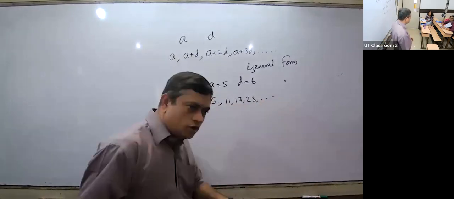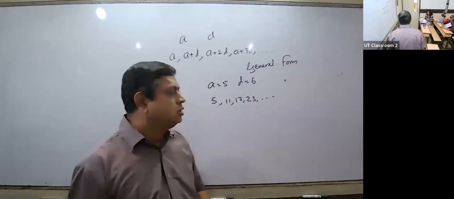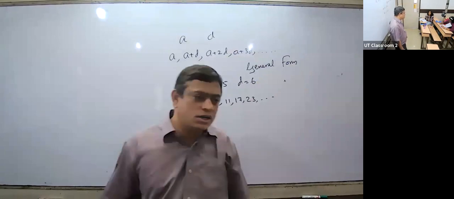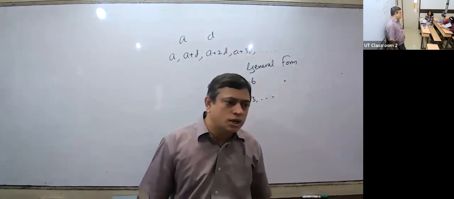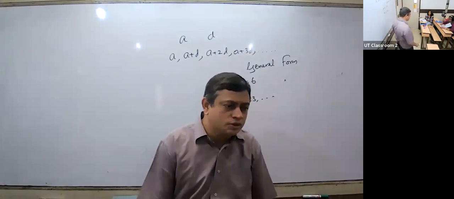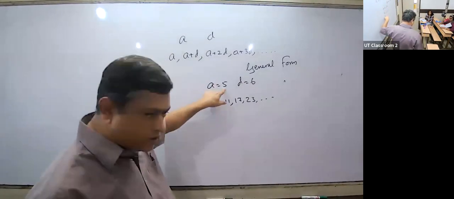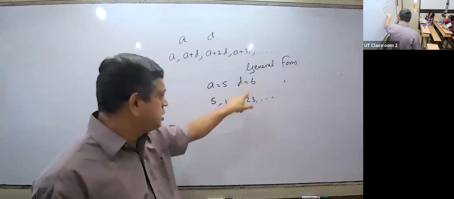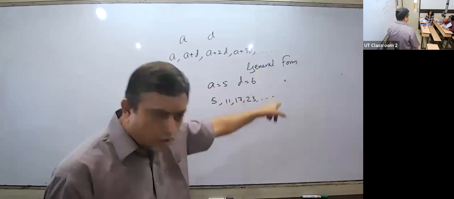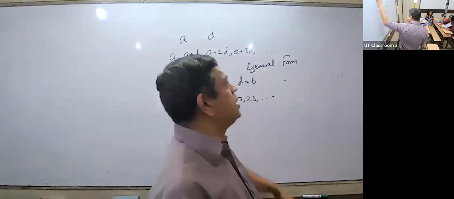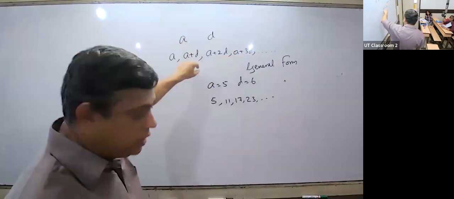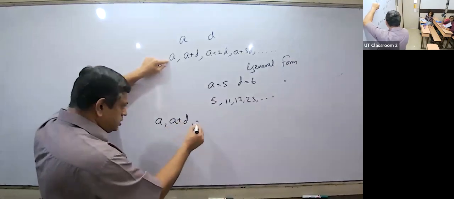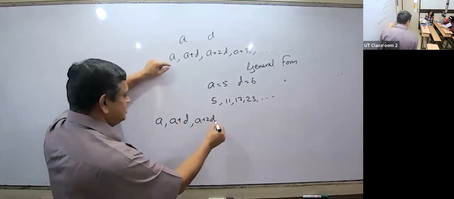Are you following? What do you mean by D? What is an AP? Each term is obtained by adding a fixed number to the preceding term. The first term is 5, then the fixed number D is 6. Add, again add, keep on adding 6. If the number is not there, see: A, next term A plus D, again add D means A plus 2D. Here you don't have numbers.